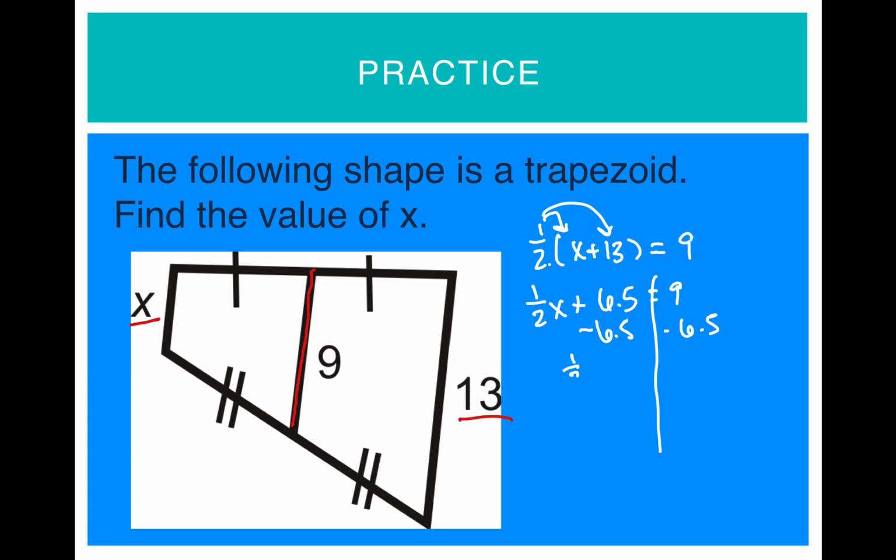I'm left with the 1/2 x on my left side and 2.5 on my right side. To get rid of that 1/2 that's being multiplied by the x, I'm going to multiply by 2. So I'm left with x equals 5 as my final answer. So this length right here, highlighted in green, is 5.